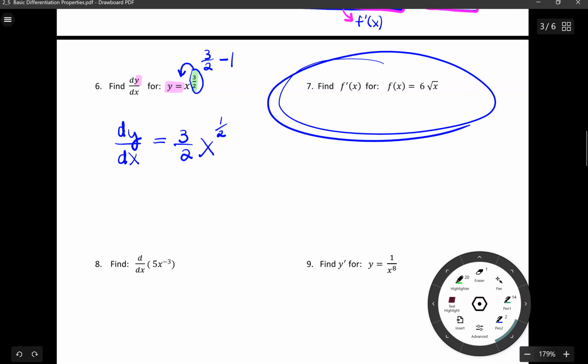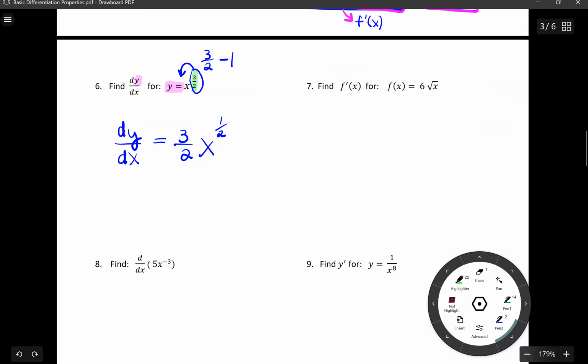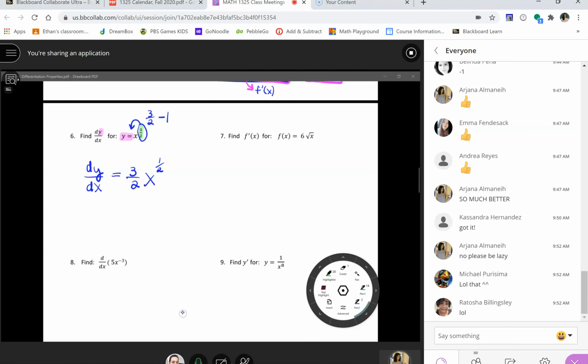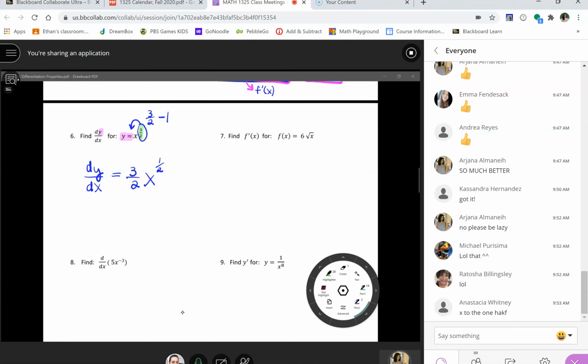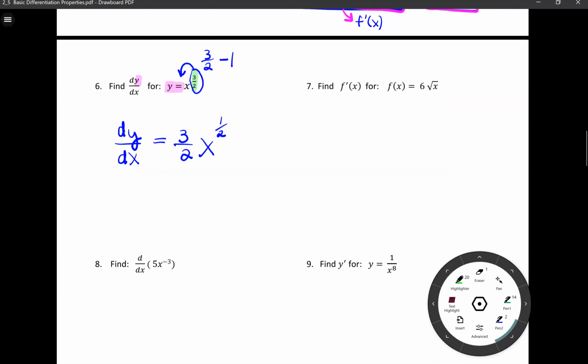But then we get here to number 7. The power rule does not have a square root anywhere in it. So what do you think we need to do? Any ideas? Yeah, x to the 1/2. Very nice. We've got to dig deep for our algebra rules here. We're going to rewrite the root as a fractional exponent.